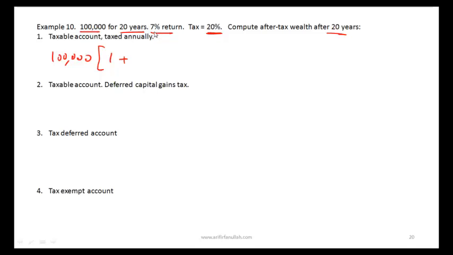We are being taxed every year, so you do 1 plus 0.07 and then multiplied by 1 minus the tax rate, 1 minus 0.2. Essentially what you are left with is 1 plus 0.07 times 0.8, raised to the power of 20, and this will give you how much?